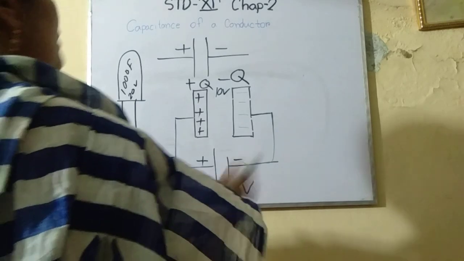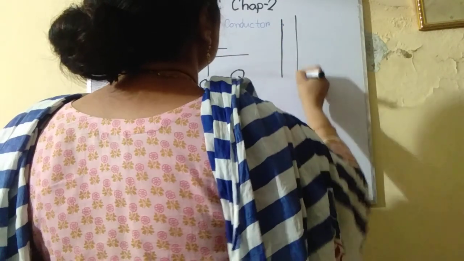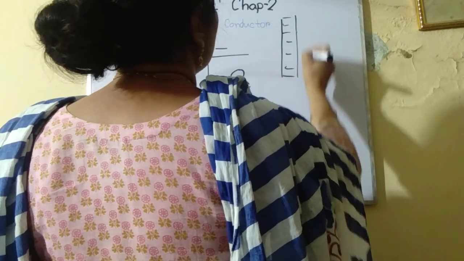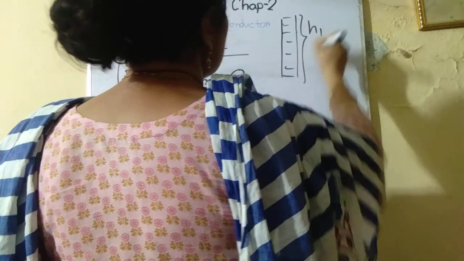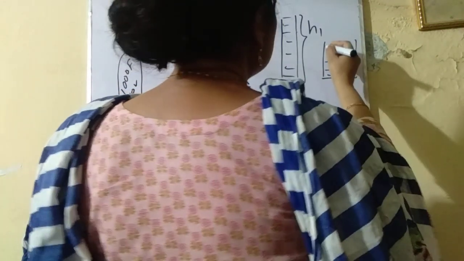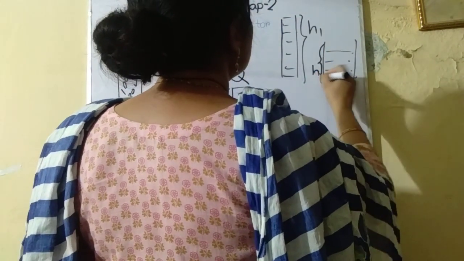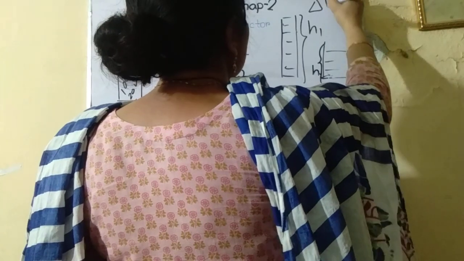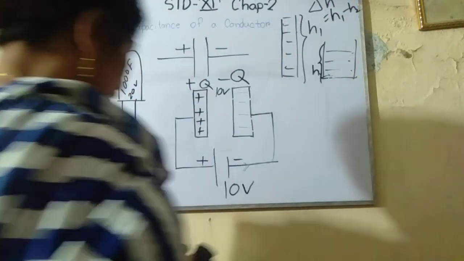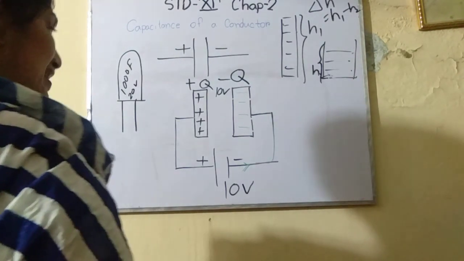Actually, we can compare the capacitor with the water level. How? I am showing you. Look, it is a pot. It contains water and its height is suppose h1, and it is another pot. It also contains water and its height is h2. So the difference in height, delta H, equals what? H1 minus H2.